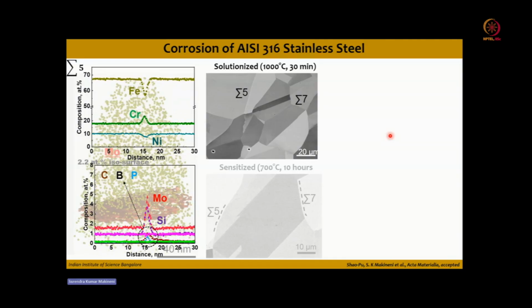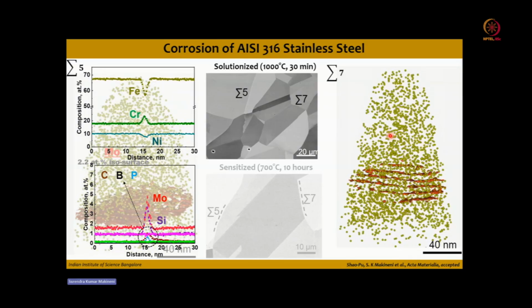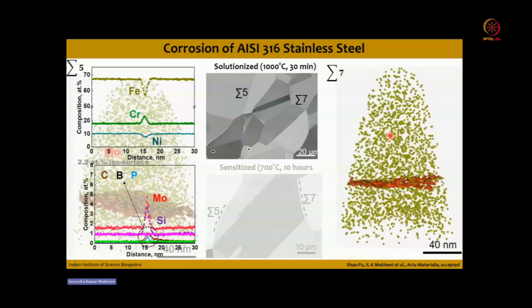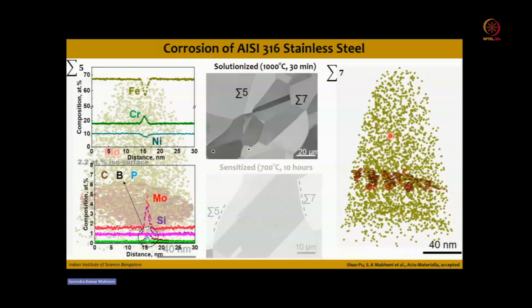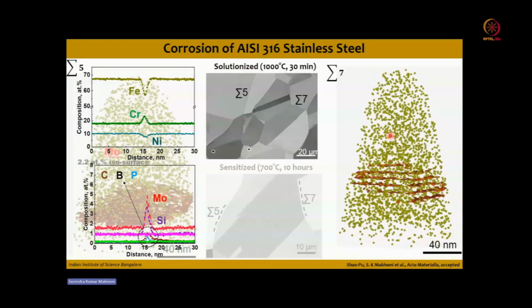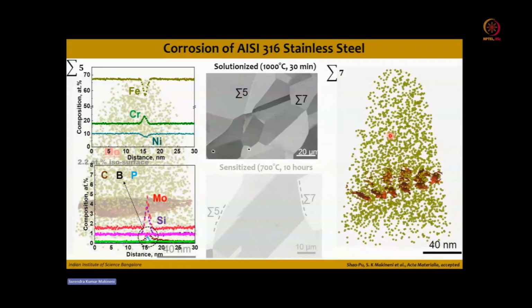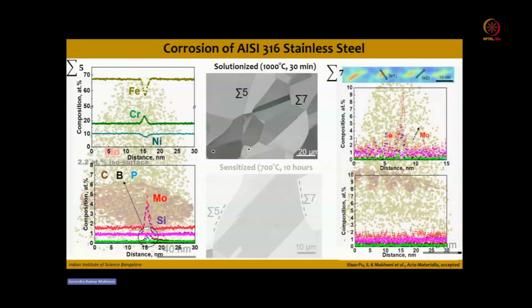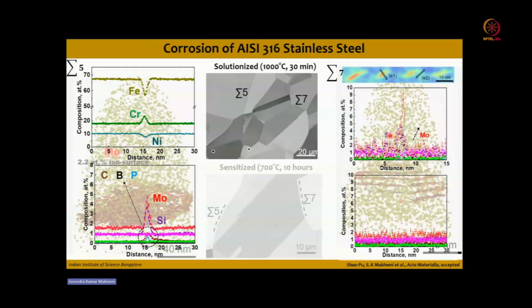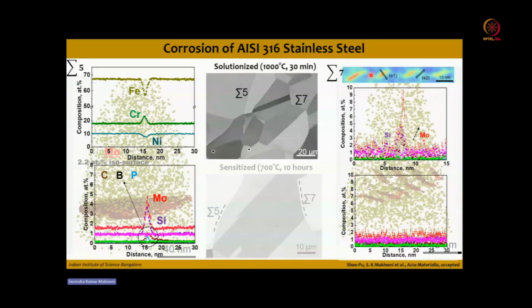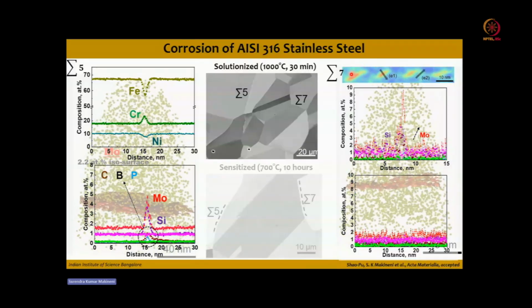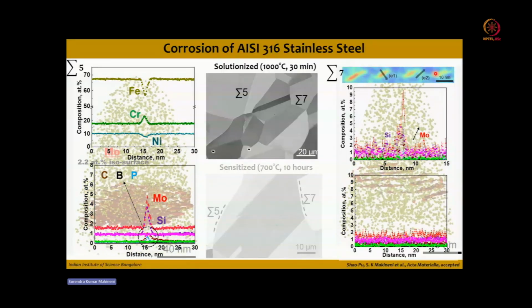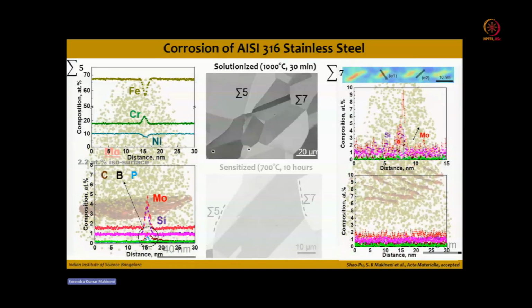Similar analysis was done for the sigma 7 boundaries. And interestingly, what we found is that the moly segregation is not homogeneous. The moly segregation happens in a linear fashion. If you take the two-dimensional map of that particular region, you can see that the moly is segregated after certain intervals. So we termed this a faceted type of segregation of moly at these facets. Also, there is an increment of the silicon.